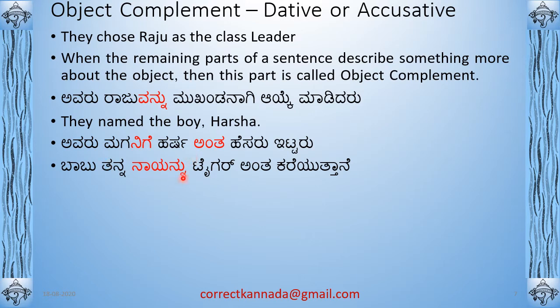Okay, so these types of sentences are called object complements, where you say he calls his dog as tiger, or he chose his leader as Raju. They are all called object complements. The object has to be either in Dvitiya Vibhakti or in Chaturthi Vibhakti is what we are trying to say in this slide. Move on.